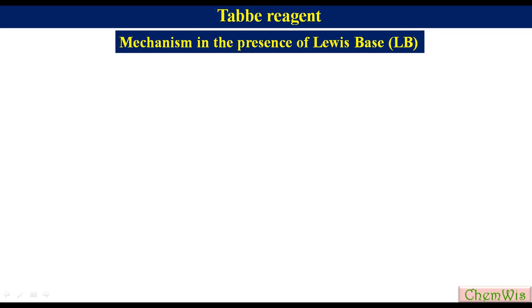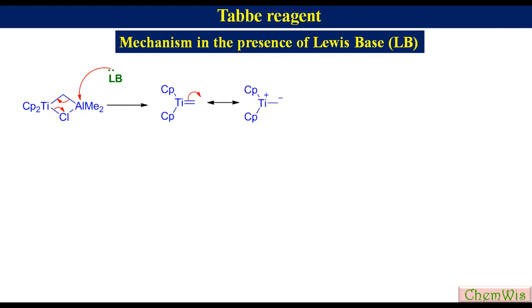Mechanism in the presence of Lewis base. This is Tebbe reagent and this is Lewis base. Coordination of Lewis base with aluminium, at the same time opening of four-membered ring of the reagent generates titanocene methylidine. The resonating structure of this can be drawn like this.